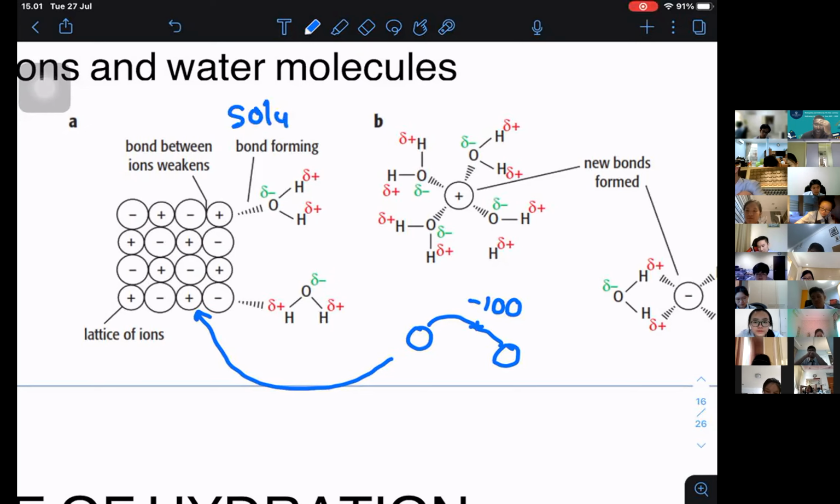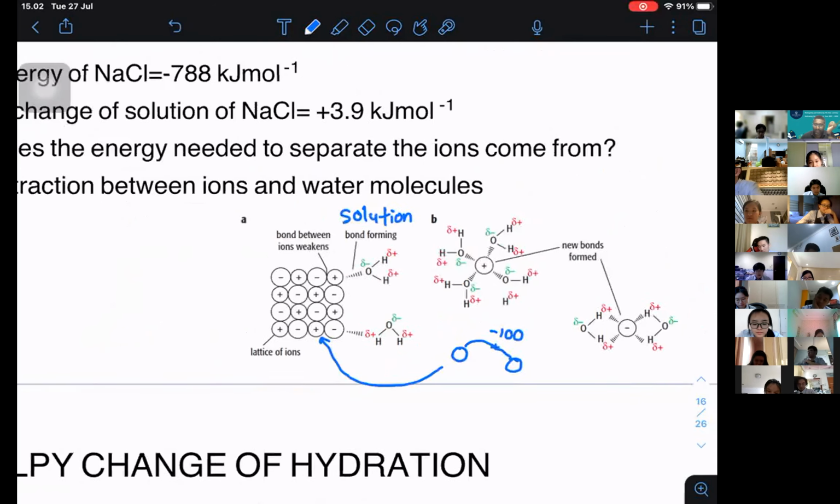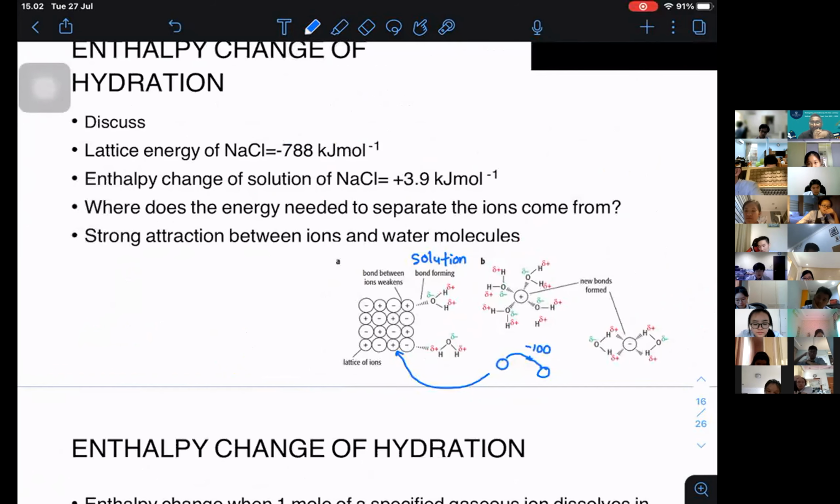But normally, as I told you also, if it is soluble, then it must be a small positive only, or something. But if you look at the data, they say that for NaCl, the lattice energy is negative 788. The enthalpy change of solution is only 3.9.